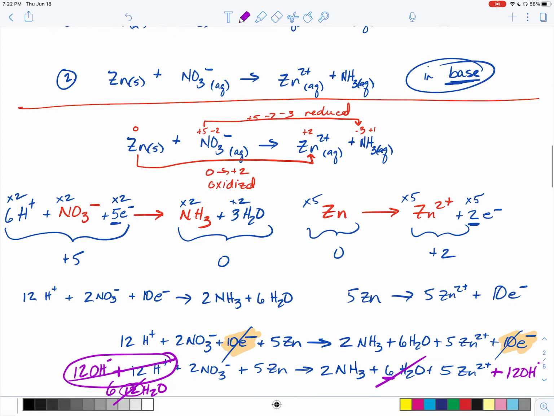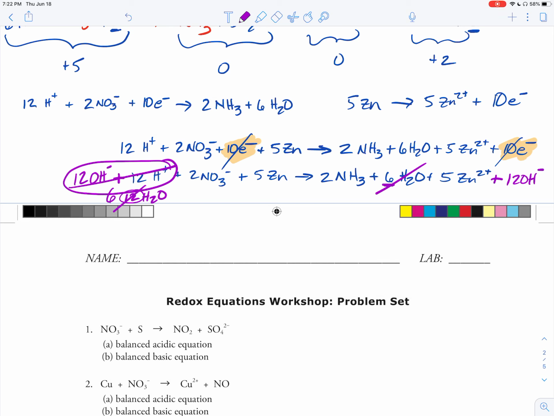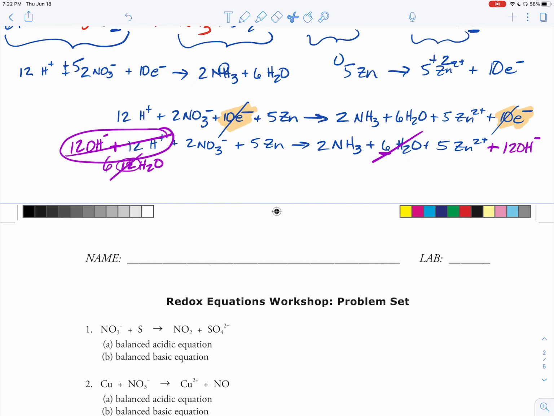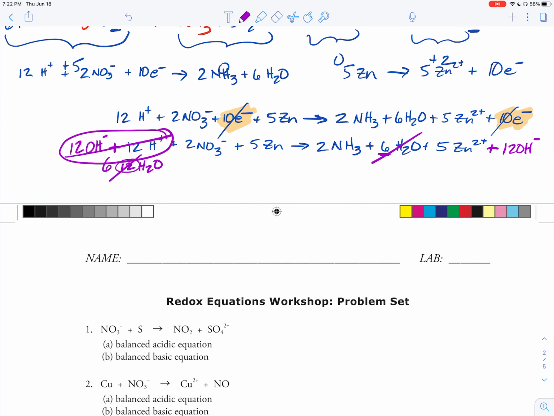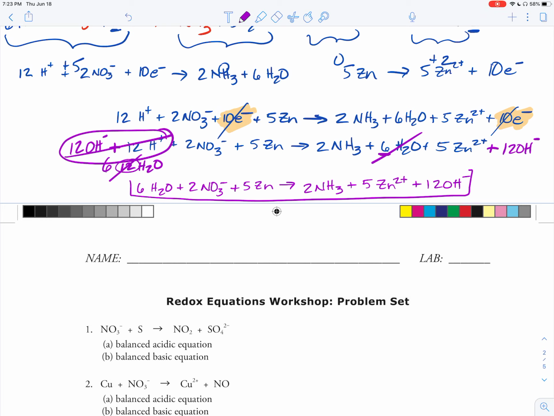So what is officially, moving on now to the last step, is just check and make sure everything totals up correctly. And so this particular reaction, I'm going to kind of move all of this stuff up so we have some more space, will then be a total of 6 waters, 2 nitrates, 5 zincs, which yields 2 ammonia molecules, plus 5 zinc 2 pluses, and 12 OH minuses. This is now your balanced reaction in a basic solution. So that's how you go through that process.